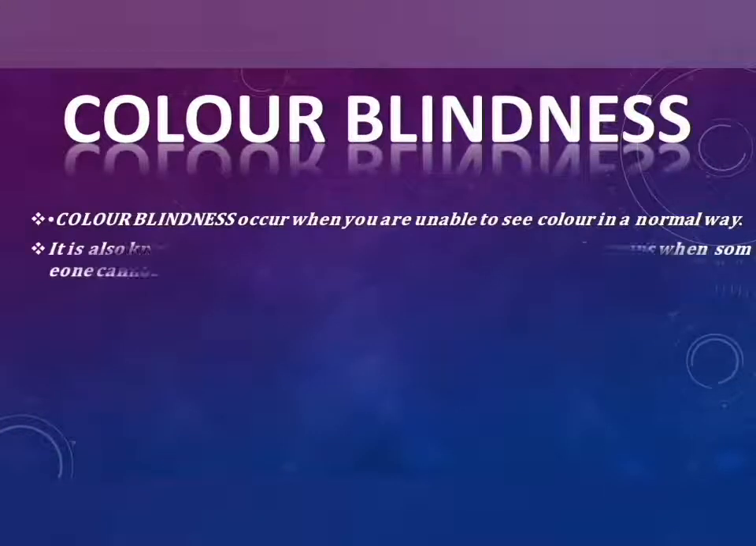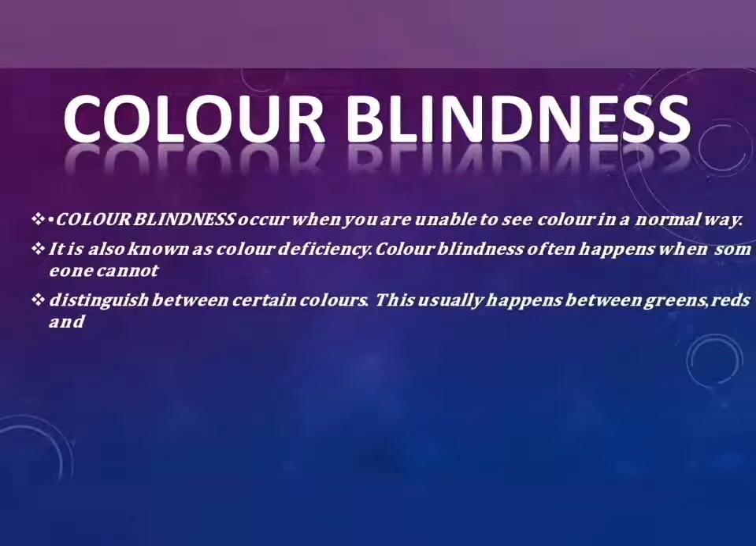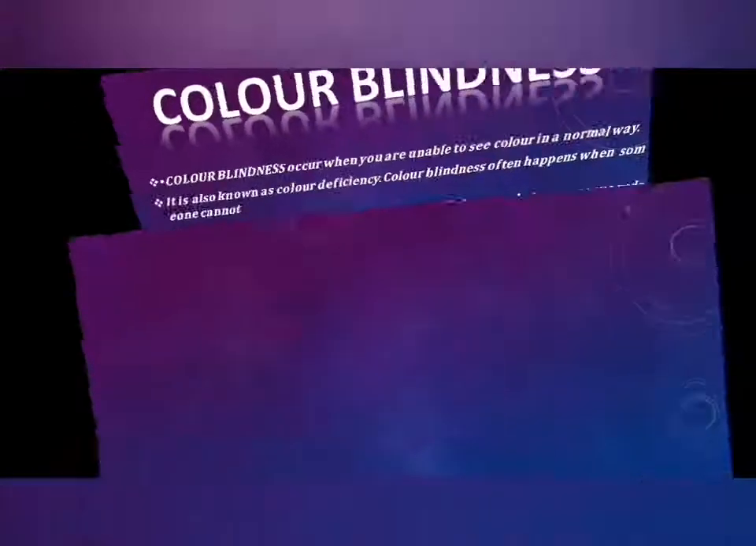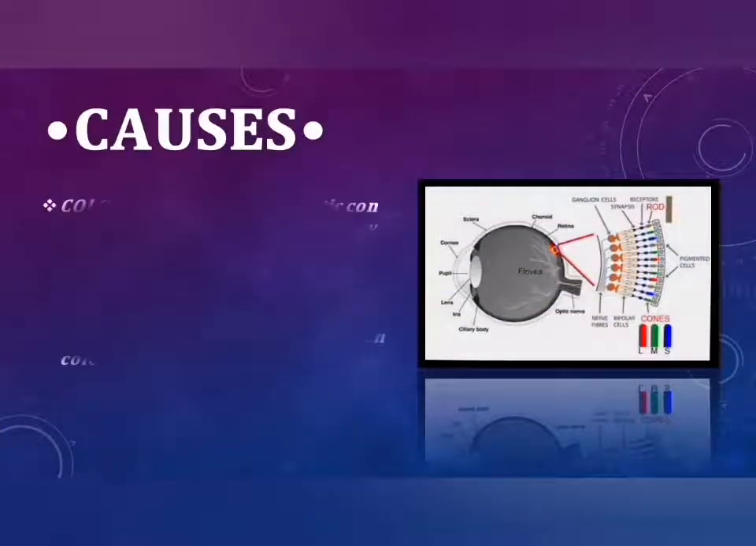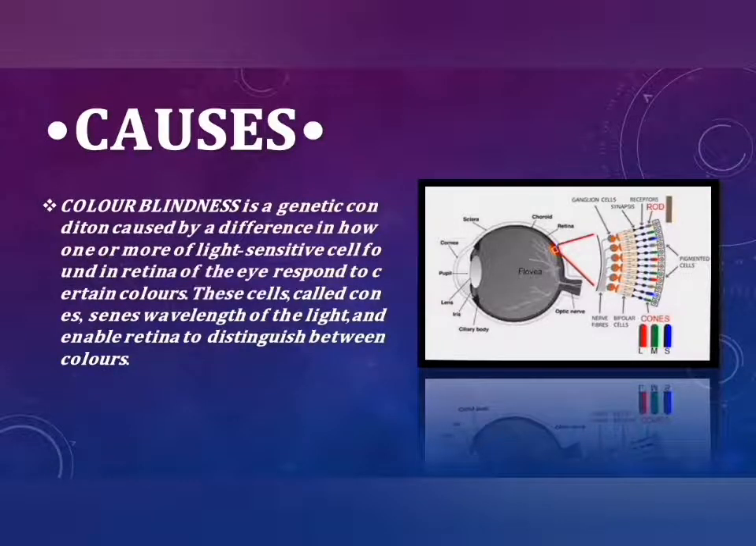Color blindness. Color blindness occurs when you are unable to see color in a normal way. It is also known as color deficiency. Causes. Color blindness is a genetic condition caused by a difference in how one or more light-sensitive cells found in the retina of the eye respond to certain colors.